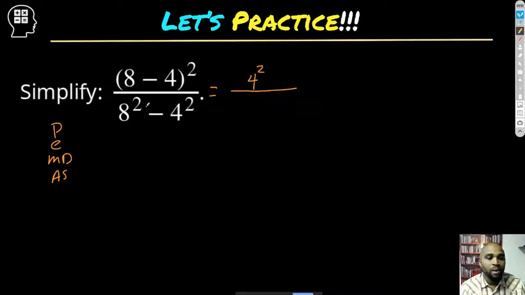And on the bottom, I'm going to do my exponents before I do the minus sign. So 8 squared is the same thing as 8 times 8, which is 64. 4 squared is the same thing as 16.